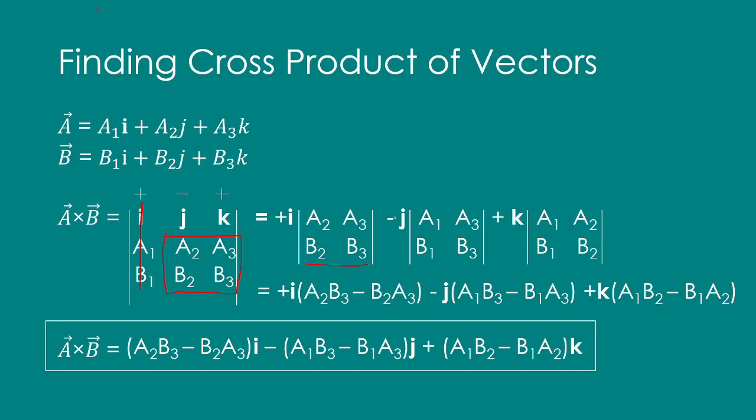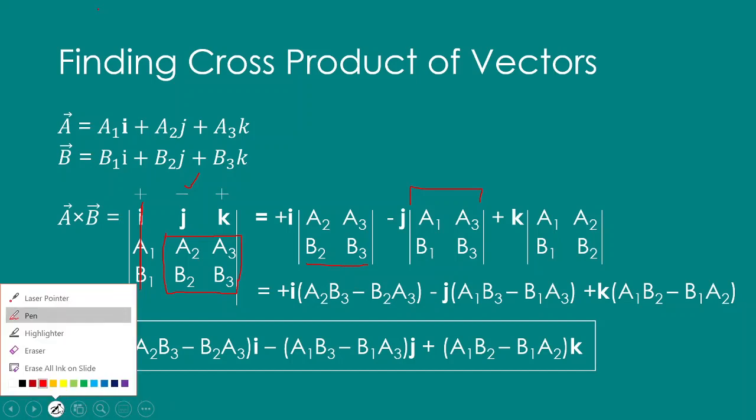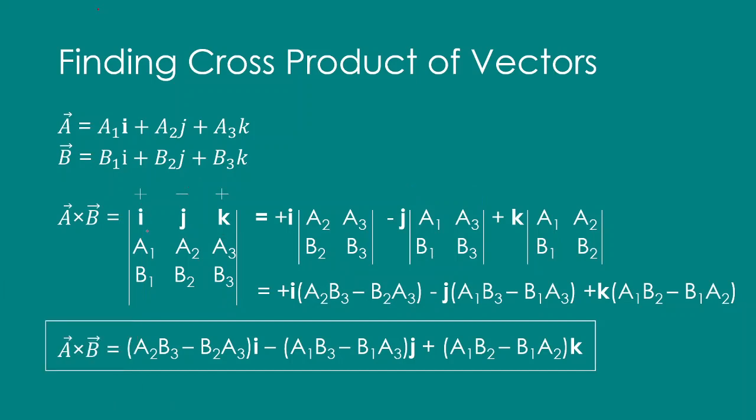Now for j, similarly, since we have a negative sign here, we write negative j. To find what's inside here, instead of covering i, now we cover j. Once we cover j, we write everything that's left in there.